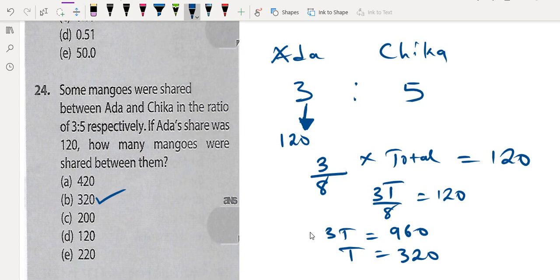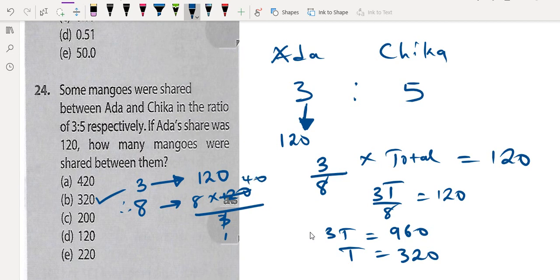Another way is to compare. We say, when Ada was 3, which is ratio 3, Ada got 120 mangoes, right? Yes. Therefore, with the total, which is 8, it will be this times this divided by this. 8 times 120 over 3. 3 into 120 is 40. 8 times 40. So 320 mangoes were shared. Understood? Yes, sir.